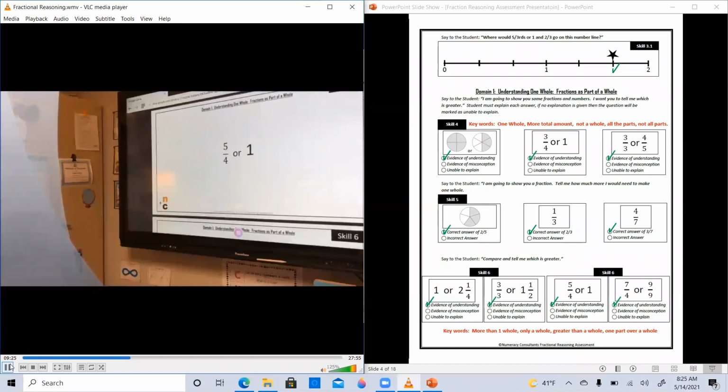Okay, which would be more, 5/4 or 1? 1. And then why do you say that? Because there's like a 4 and there's like one number, 4 number, like.